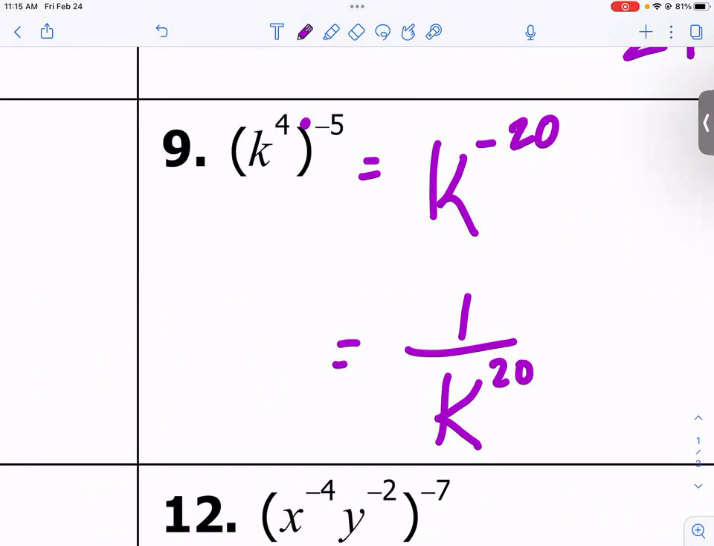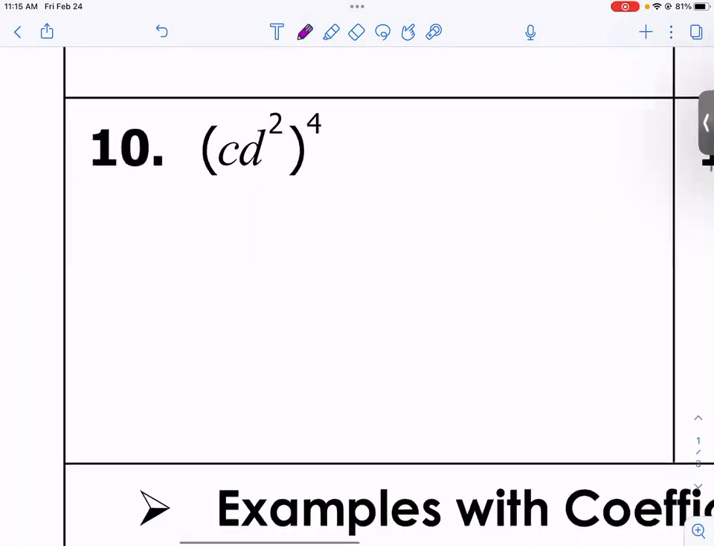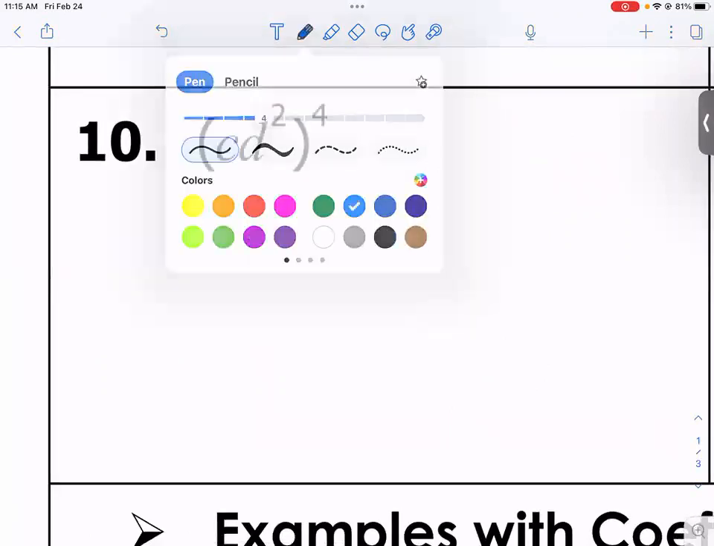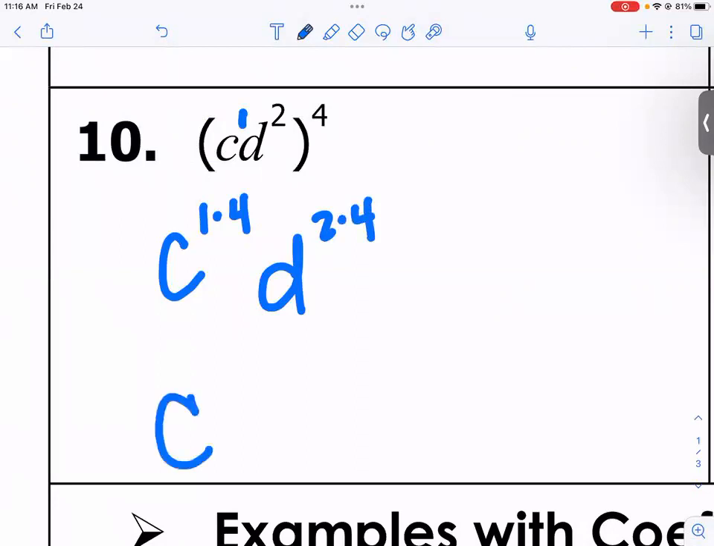All right, now what do you notice about number 10? Oh my gosh, there's more than one variable, right? There are 2 variables. So first of all, what power does C have? Okay, so C has the power of 1. So what we're going to do is this with both of them. We're going to take 1 times 4 for the exponent of C, and we're going to take 2 times 4 for the exponent of D. So this ends up being C to the 4th, D to the 8th.